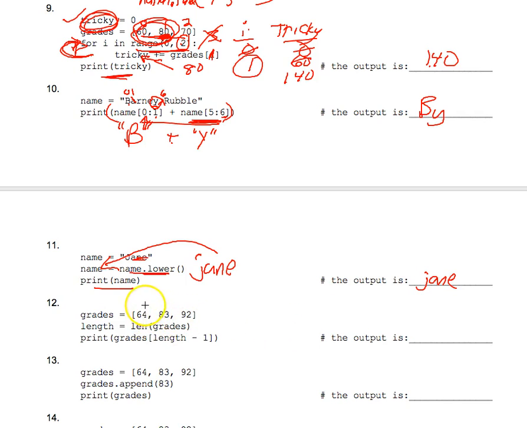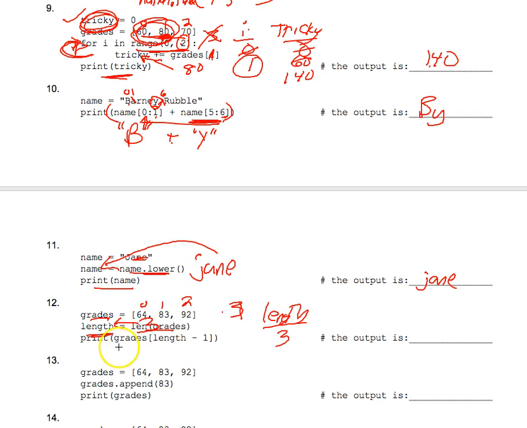Here we have a list, positions 0, 1, and 2. The length of this list is 3. Don't think of it as 2. Think of it as 3 things. 1, 2, 3. 3 elements. So that number 3 is being stored in the variable named length. Okay, keep track of that. I would recommend keeping track of the length here as a variable.